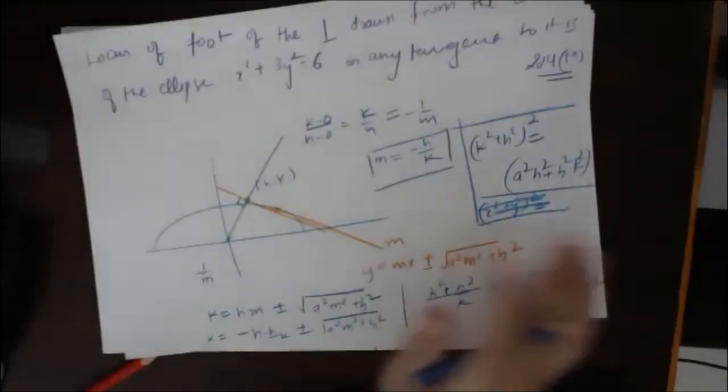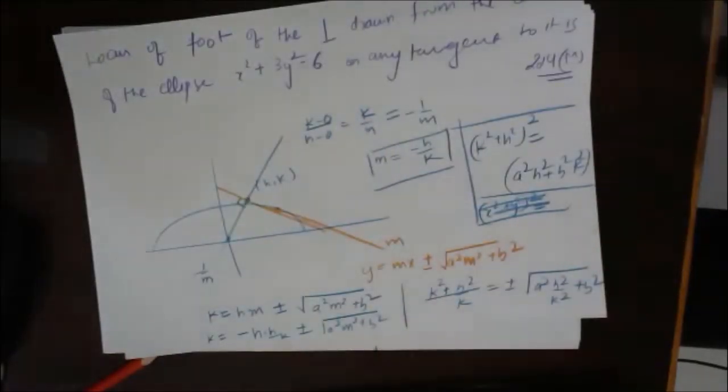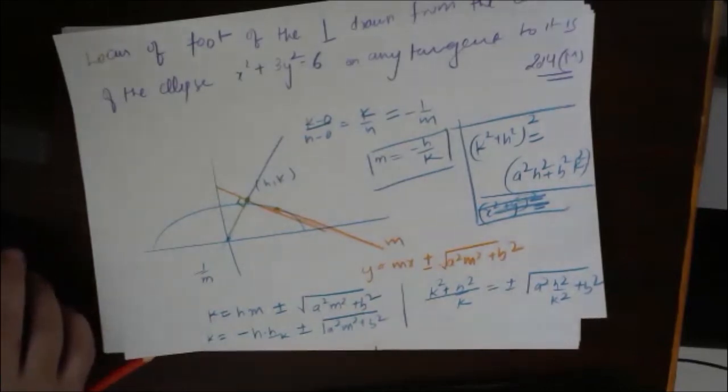Okay, let's check this once again. I have simply substituted the values of a square and b square and replaced h, k by x, y. Let's check this one, then we move on to the last question. This was asked in 2014.